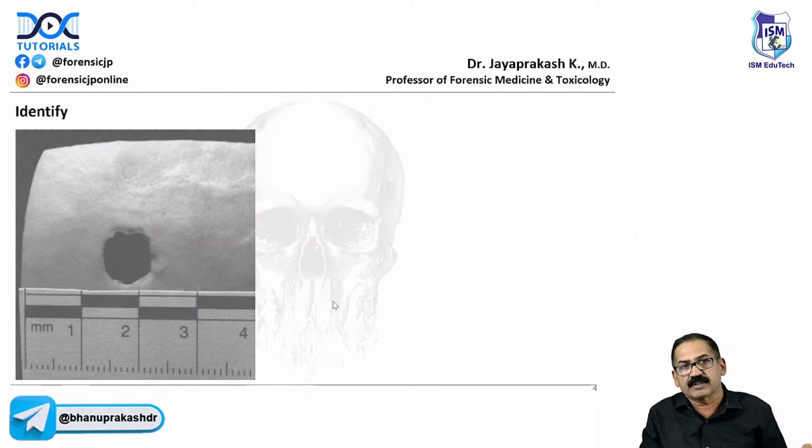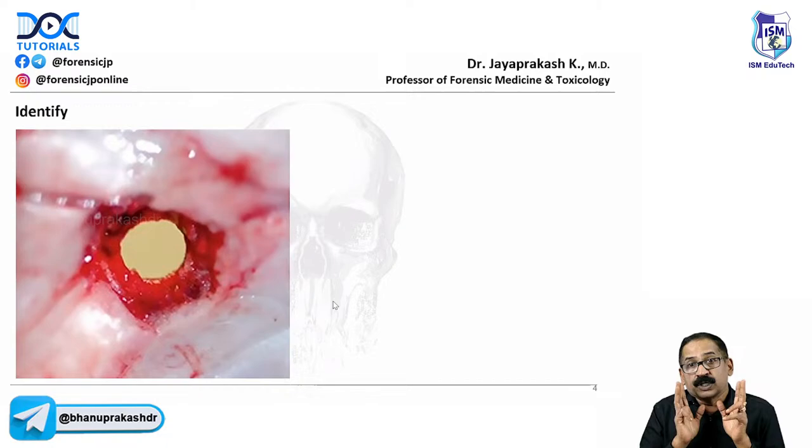Already I showed you. It is a clean cut outer table, wound of entry. Look here. First, you have to say whether it is wound of entry or wound of exit. Beveling can be seen. But whether it is inner table or outer table? It is inner table. Why?